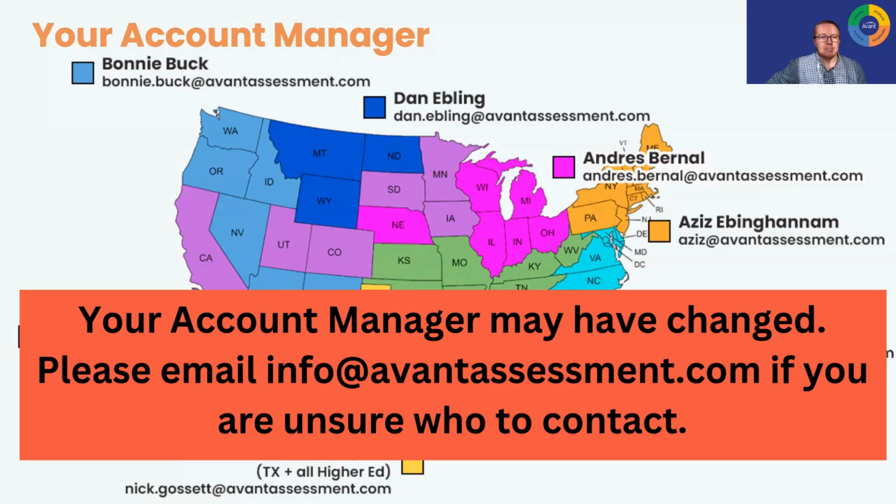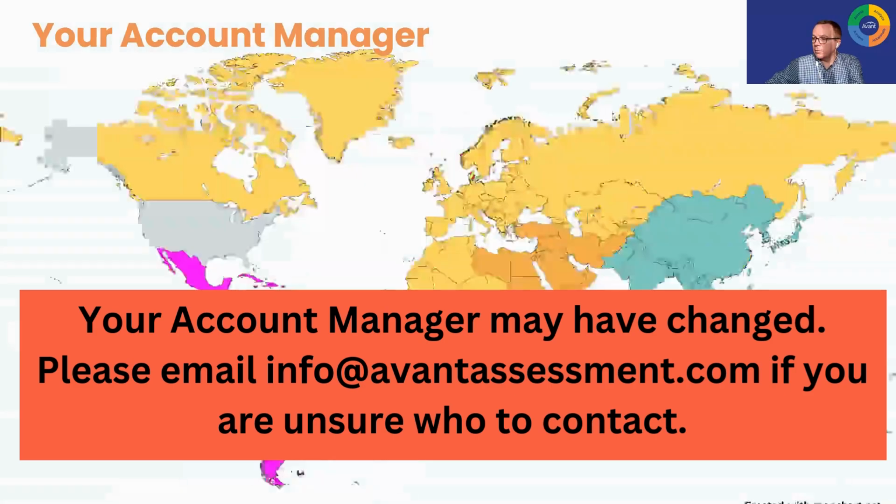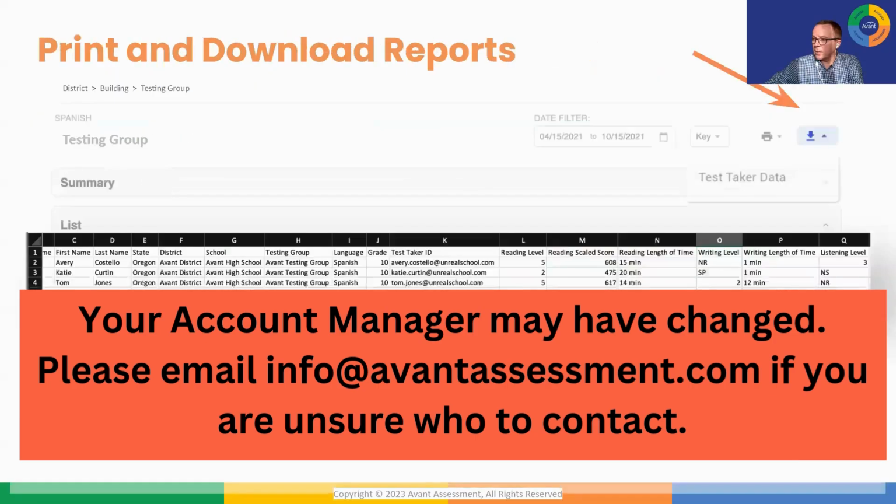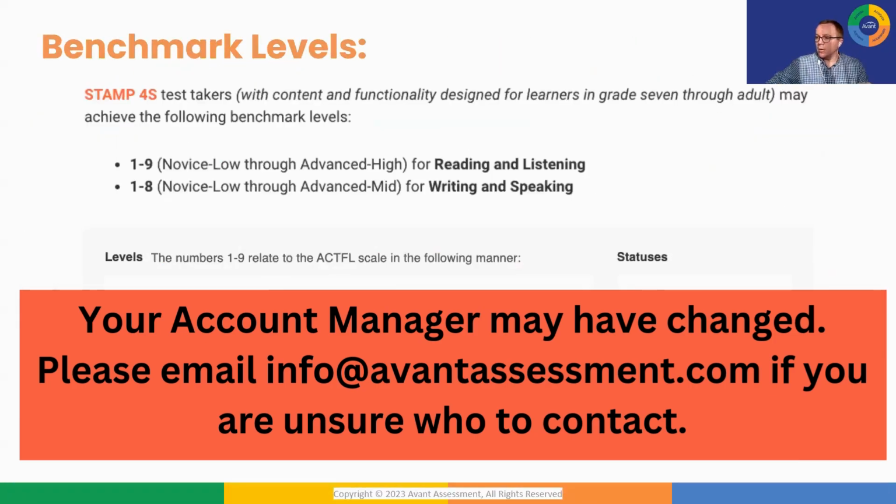Okay, we got a question in the chat here. Can you elaborate on the reports? Do they report the actual scores? Yes. Let's see, let me go back. So they are aligned to the actual proficiency guidelines, as you can see here. So a score of 1 on stamp is novice low, 2 is novice mid, and so on and so on.